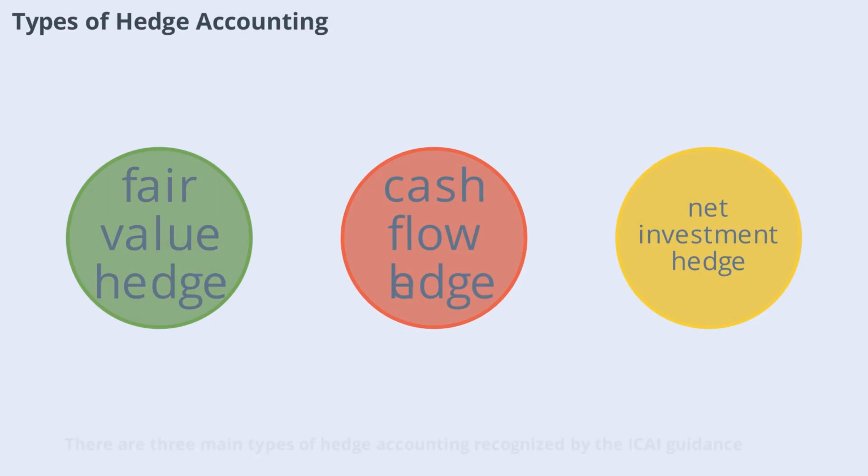There are three main types of hedge accounting recognized by the ICAI guidance: fair value hedge, cash flow hedge, and hedge of a net investment in a foreign operation. Each type addresses different risk exposures and has specific requirements for documentation and measurement. Understanding these types helps entities choose the most appropriate method for their risk management strategies.